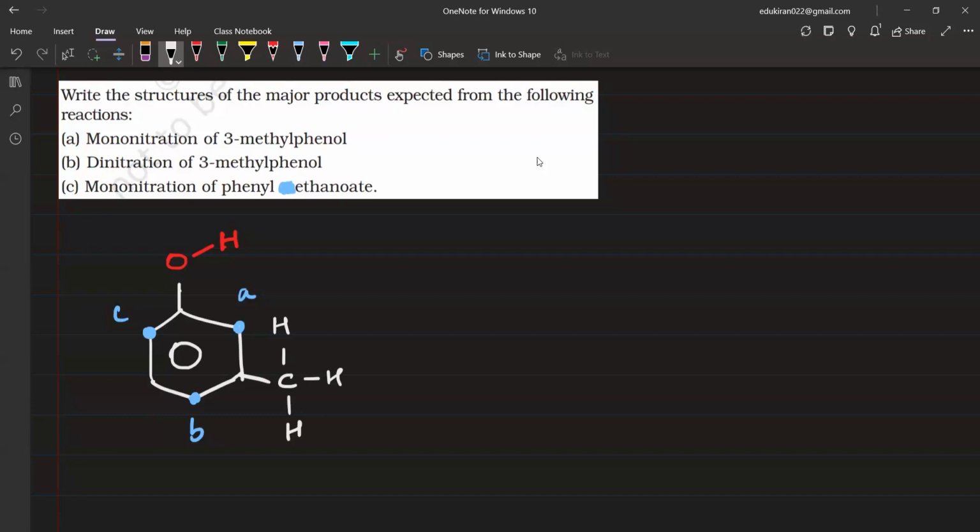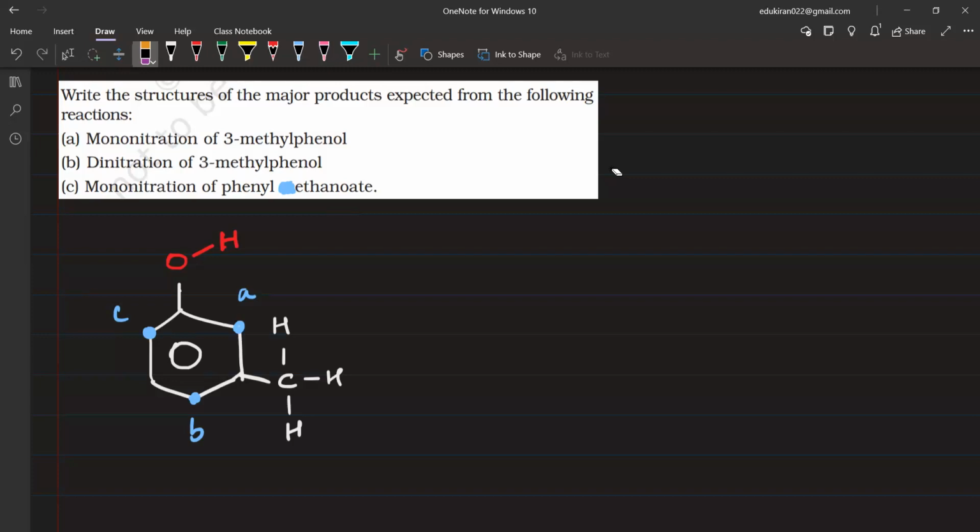If I am doing mononitration here, then NO2 will be coming. Please listen: NO2 is not going to come here. Here we will have more electron density, delta negative, so this position is going to attack NO2 positive. But I hope you can see that it is very unlikely. The possibility of the A position attacking NO2 positive is very less, and most of the reaction will occur from the B and C positions.